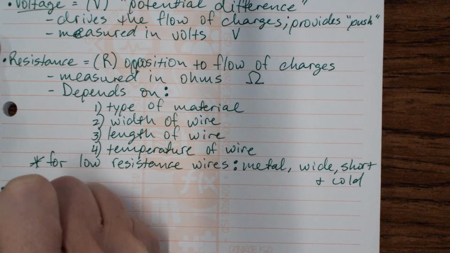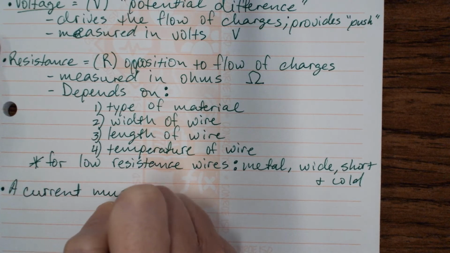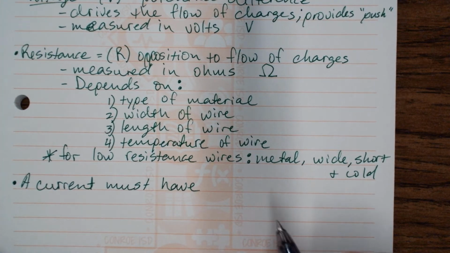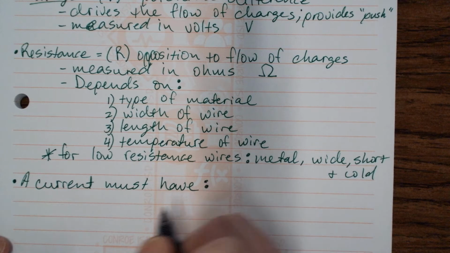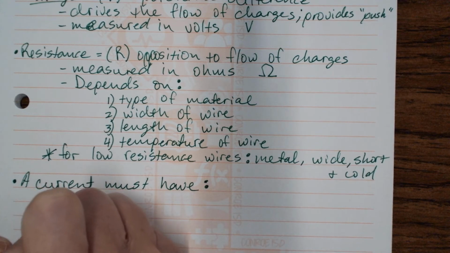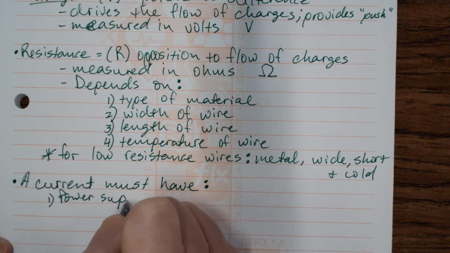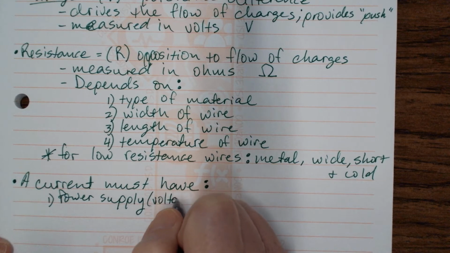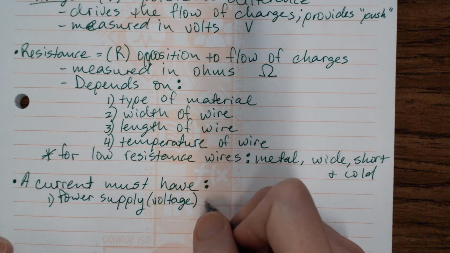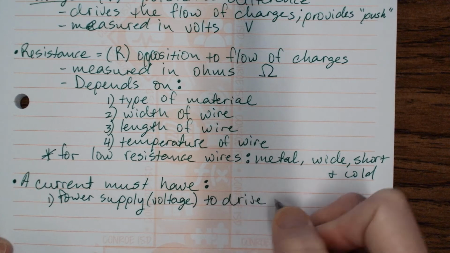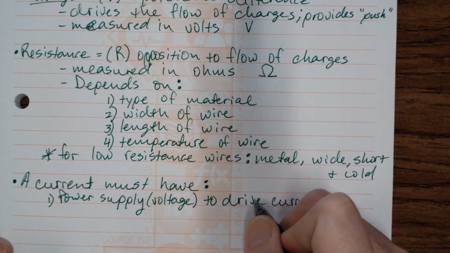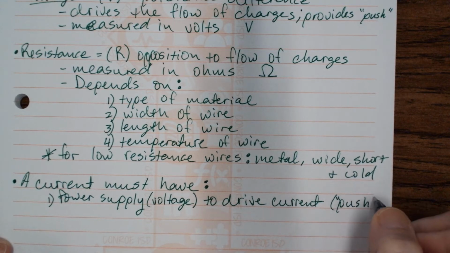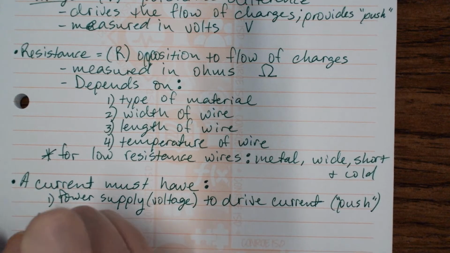A current must have a power supply, which means voltage, to drive current. Okay, and if you forgot already, that's the push. So it's what pushes the electrons around through the wire.